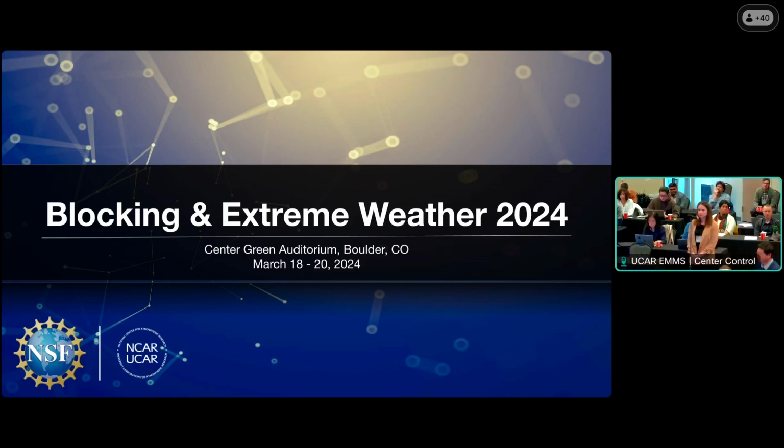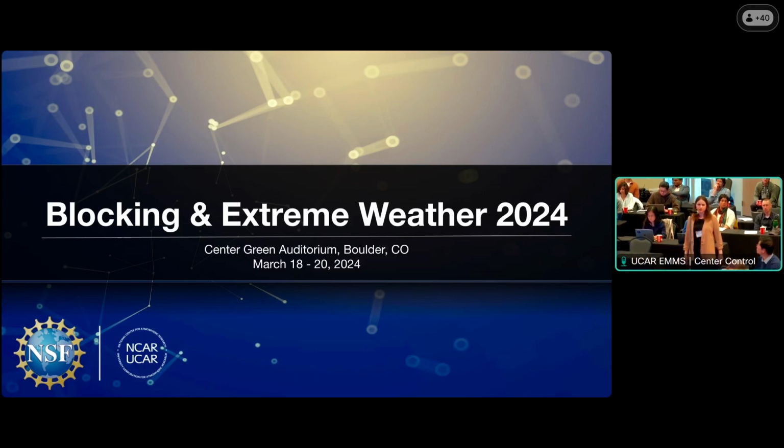More a general question to everyone on the planet, but also in the room. Something that came up during the breakout sessions yesterday. When we think about blocking identification, we think of persistence. So I was wondering, is the underestimation that we see in blocking frequency more that the models miss the onset of the block? Or is it that we see something developing, but it's too short in persistence to be identified as a block?